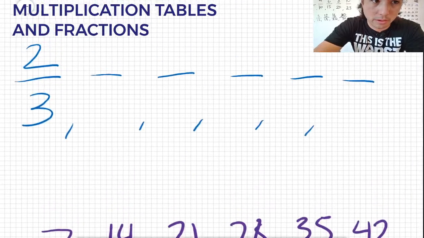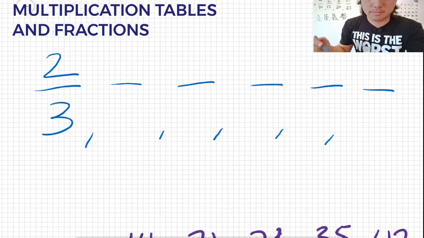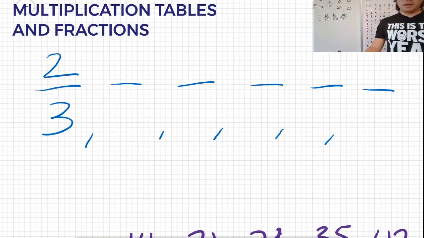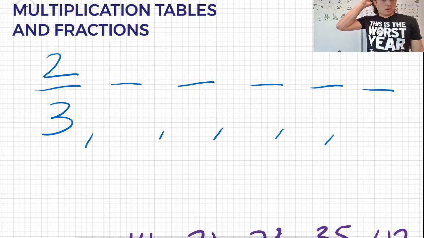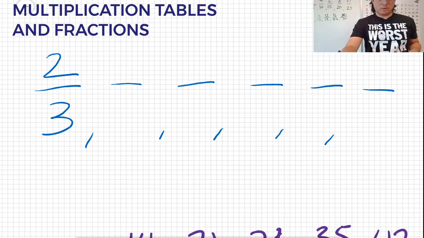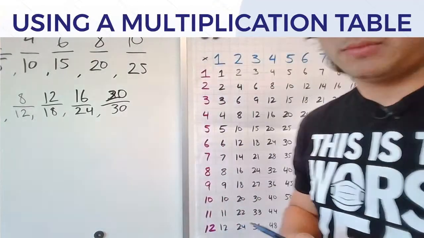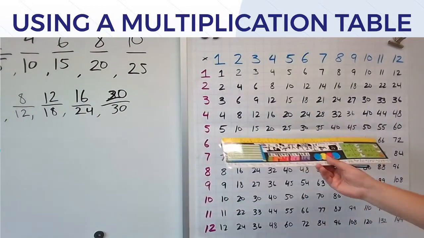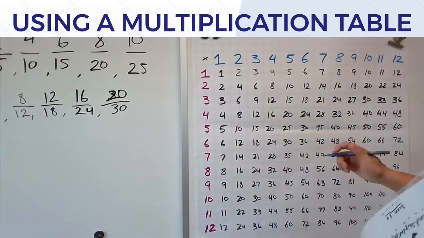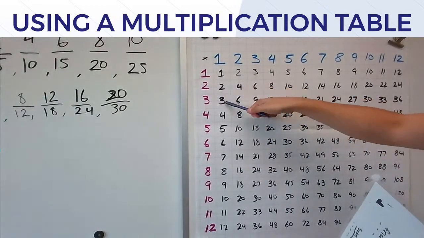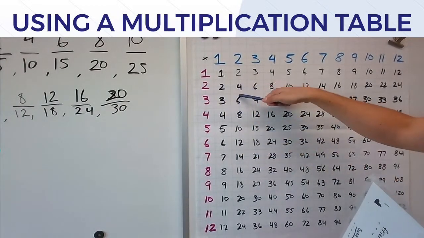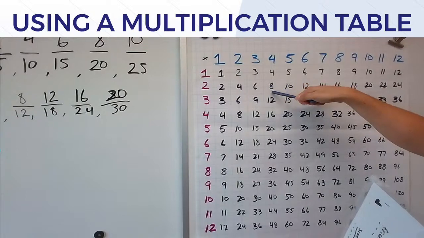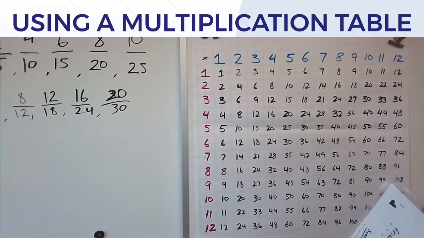Let's try this one. Aha, 2/3. Okay, again, either use your multiplication table, or you could theoretically just count by 2's on top, count by 3's on the bottom. Okay, and look, we've kind of got it right here, right? 2/3, 4/6, 6/9, 8/12, so on till the cows come home.